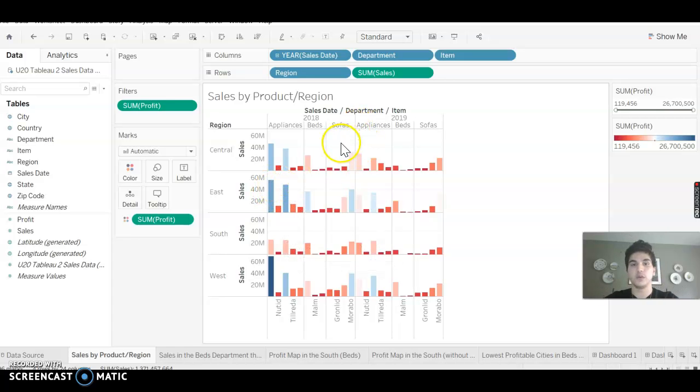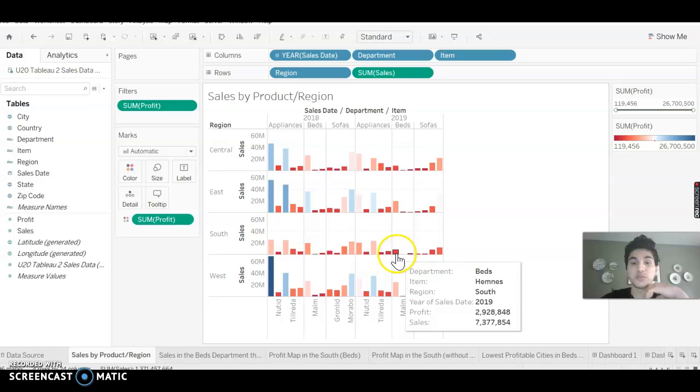The first thing I noted was that from 2018 to 2019, the company sold substantially less than it did the year before, so it was not performing at its best. Then I tried to see where the company is selling the least amount of products and what is the worst performing department. So that's how I came to beds. I found the beds department in the South was performing the least, with the least amount of profit.